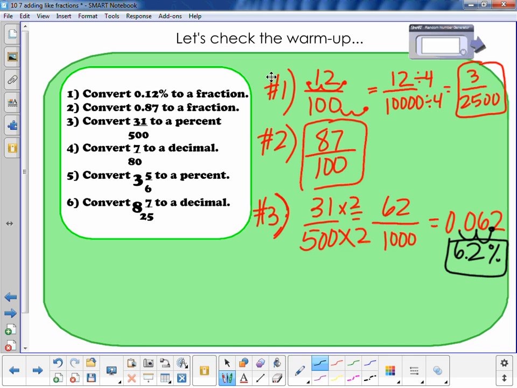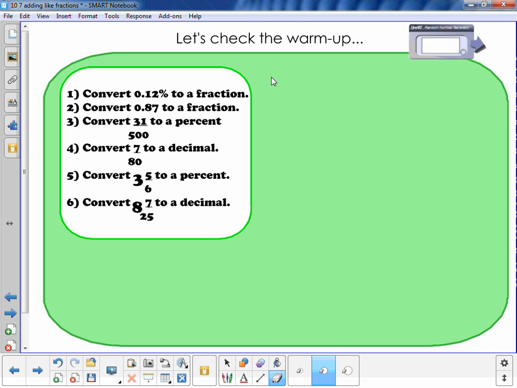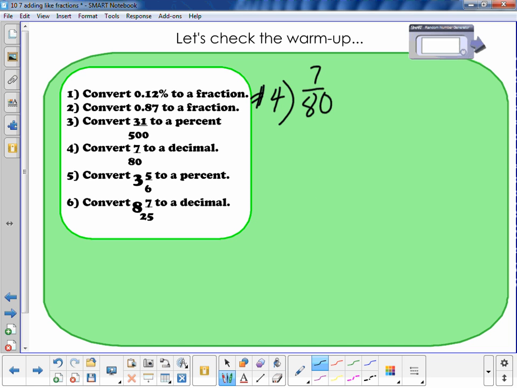Okay? Number 4, like I said, I'm going to just keep moving straight through. You're welcome to pause the video at any time, but I'm going to erase this. Number 4 says convert 7/80ths to a decimal. Well, I look at my denominator and I notice that I cannot make that a decimal place value, so I'm going to go ahead and divide 7 by 80. Some of you might see another pattern, which we'll talk about in a second.